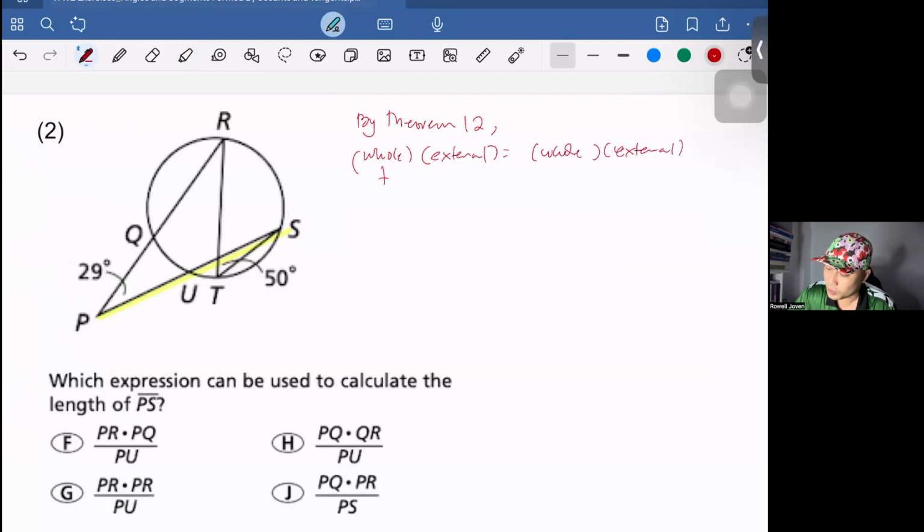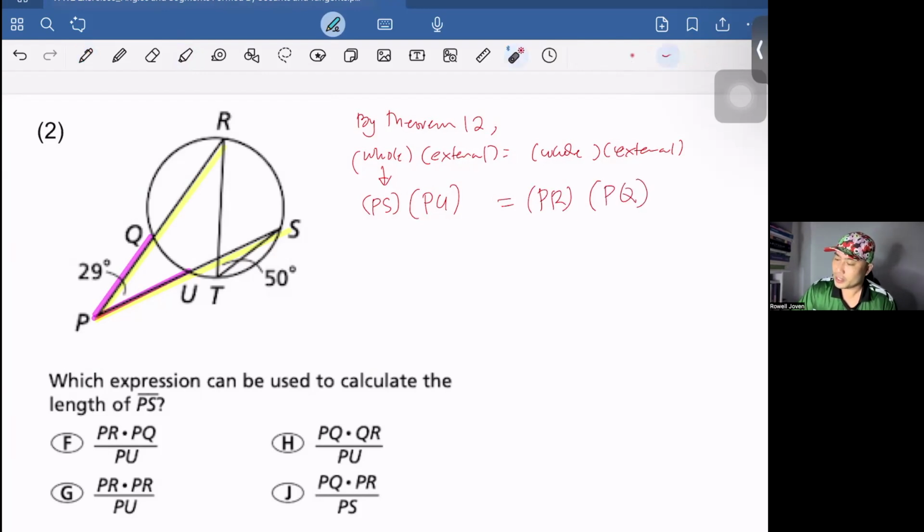Okay. So what is the whole secant segment? We have PS multiplied by its external. So the external part here is PU. Right? That's the external PU. So we will multiply it by PU, that's the external, is equal to the whole. So the other way is this one. Whole is PR. And then what is the external part? PQ, correct? So we write here PR, that's the whole secant segment, and its external part is PQ.